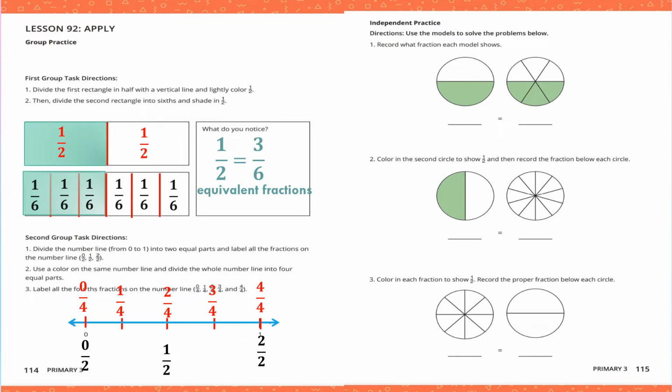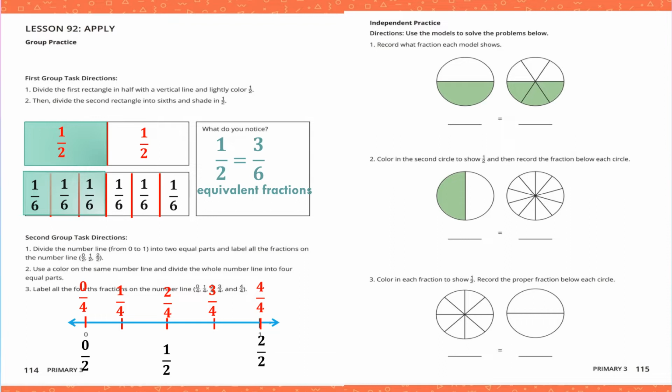What did you notice here? 1/2 equals the equivalent fraction 2/4. 1/2 equals 2/4. They are equivalent fractions. When we multiply the numerator by 2, 1 times 2 equals 2, and the denominator by 2, 2 times 2 equals 4.